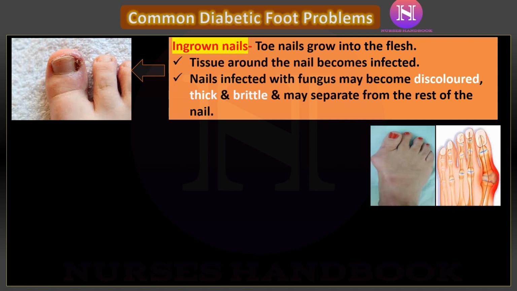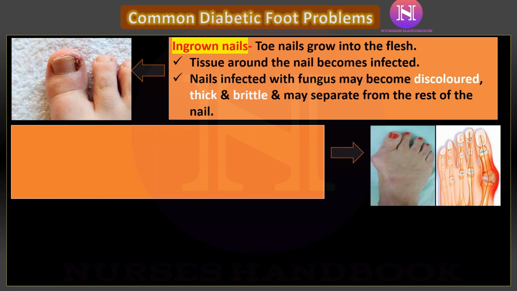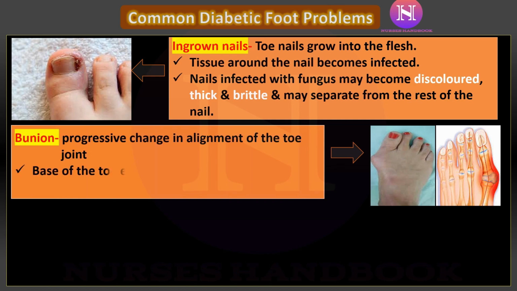Coming to the second problem, that is bunion, which is the progressive change in alignment of the toe joint. Base of the toe extends beyond the normal profile of the foot, as you can see in this picture. The spot where the big toe joins your foot becomes red and calloused.